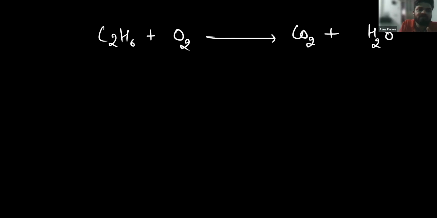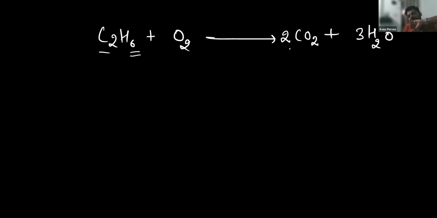So how many carbon atoms are there in CO2? How many carbon atoms are there in CO2? 1. Okay, so you have to multiply here by 2. So that will become equals. How many hydrogen atoms are there? 6. And here is 2. So by what number should you multiply? 3.